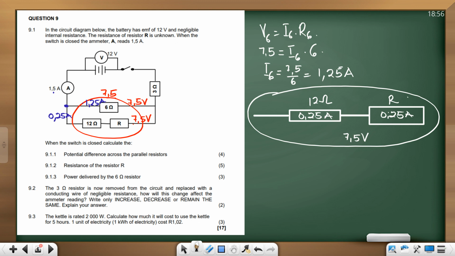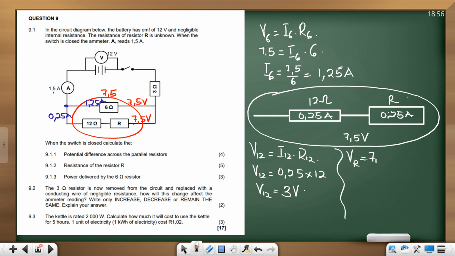Get the potential difference in the 12 ohms. V12 equals to what? I times R12. What is I? 0.25. Do you have an answer for me? It means the voltage in the R will be 7.5 minus IR. What is our V? What is the current?